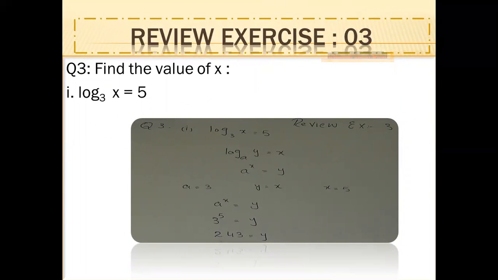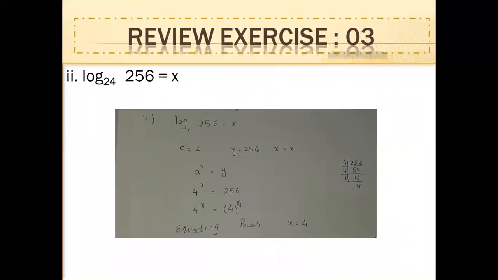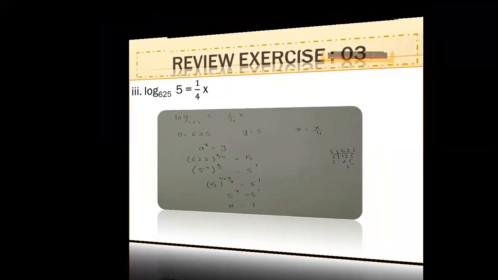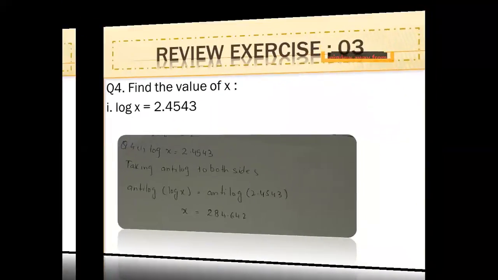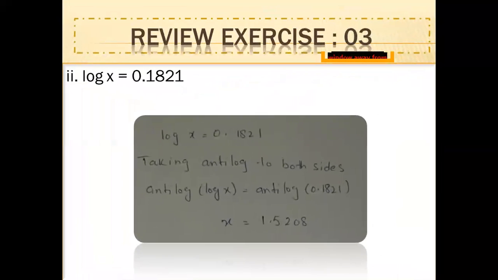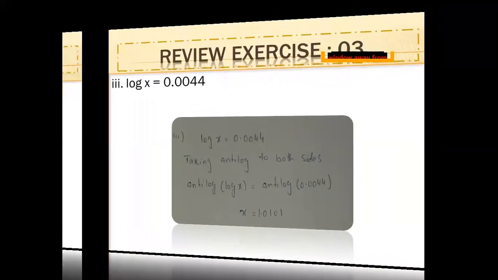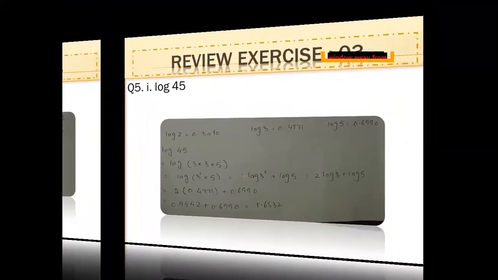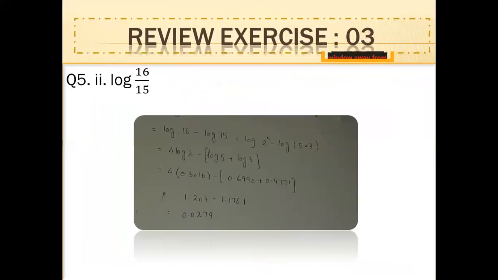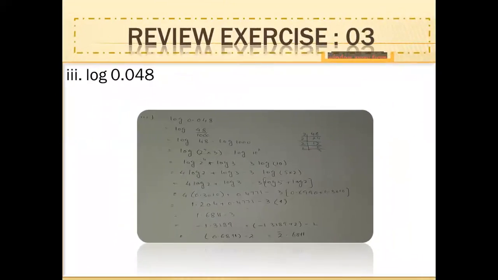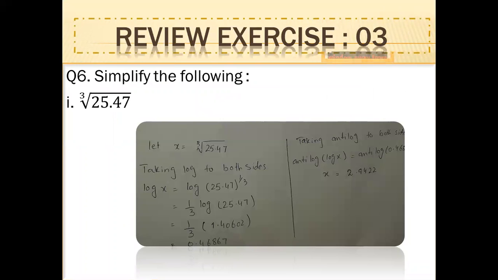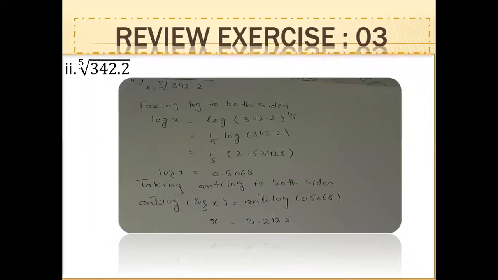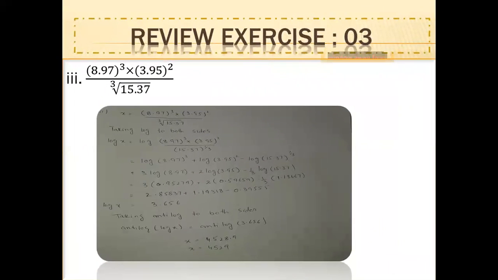Also, I pasted the review exercise of question 3, all the parts of question 3, and also questions 4, 5, and 6. You will do the questions by yourself and you will tally your solution from these pasted questions. If you have any problem or any query about it, you can ask me in the Zoom class or you can also WhatsApp if you find any step or any confusion in checking the log table or anti-logarithm table.